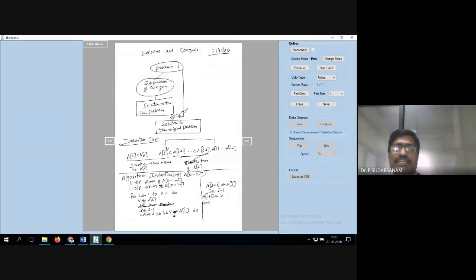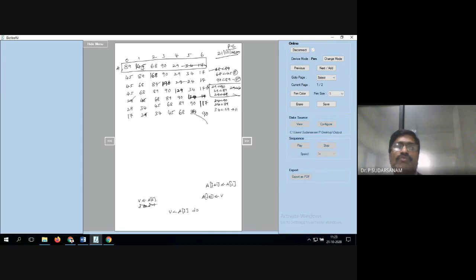Now what you have to do is, this element, 45, you copy it somewhere. Take this example now: 68 is copied to some value. That is nothing but V is equal to A of I. Once you do this, next you put it into the while loop, up to here 0 only I can move it. While j is greater than or equal to 0, because this is the j value, you decrement by 1.